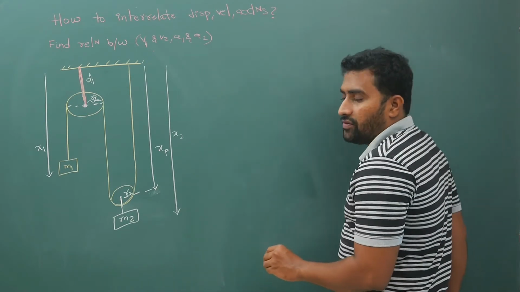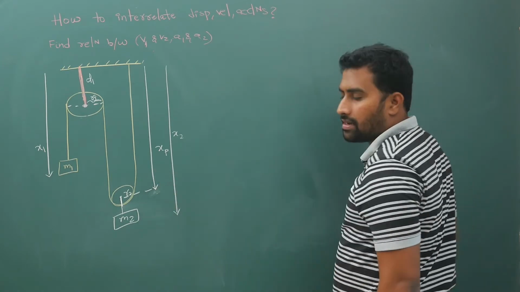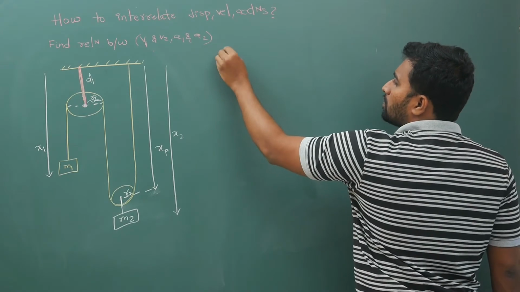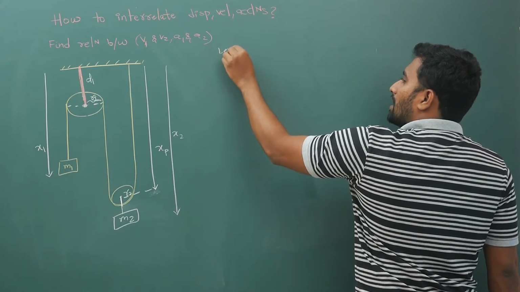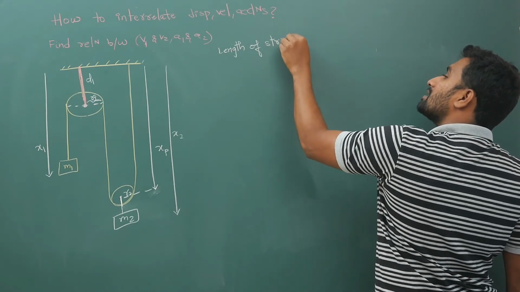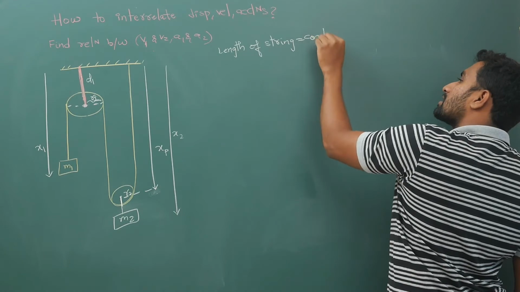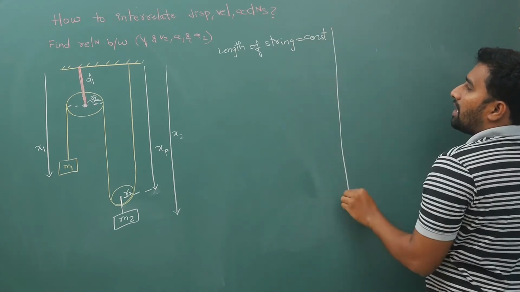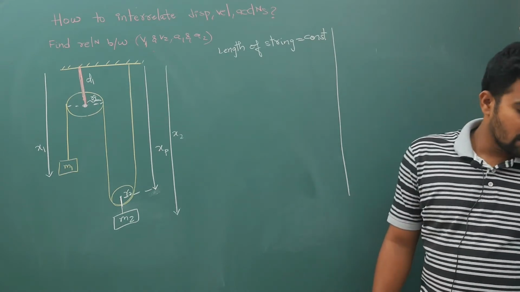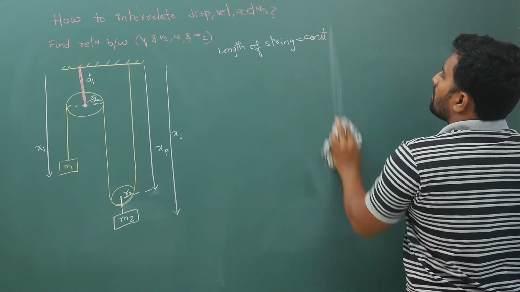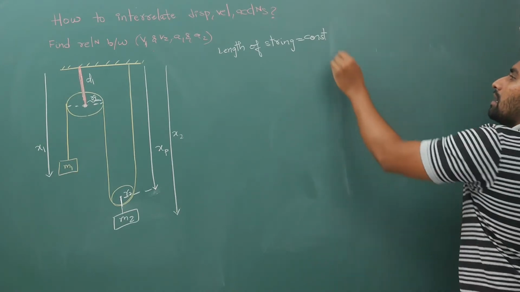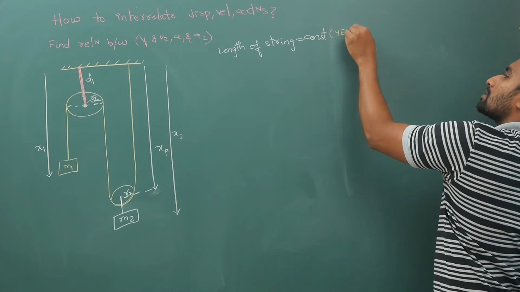Now if you take this yellow colored part, the length of string will remain constant. Length of string is constant, and we'll utilize this idea to relate different things. I'll use this idea twice: first for the yellow colored string, then for the white colored string. First, the yellow part. I will write it here.